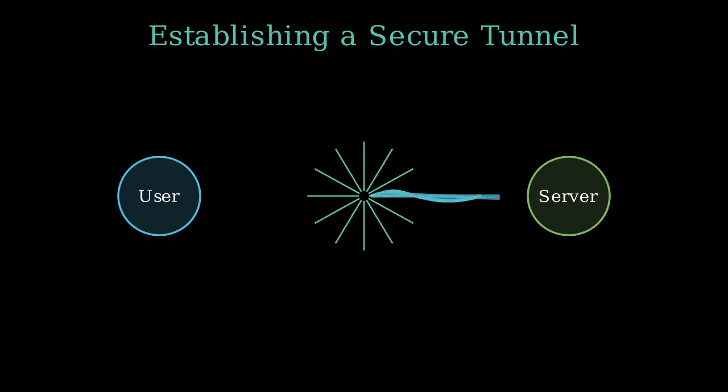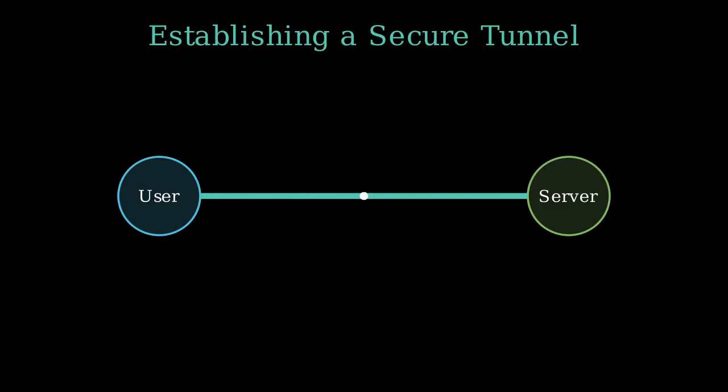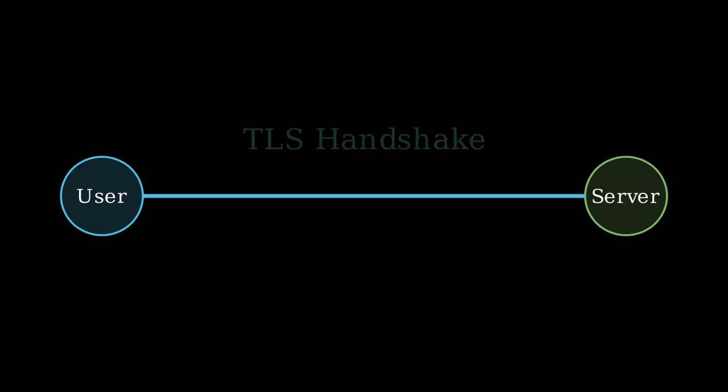Notice what happens next. Once the server receives this shared key, the heavy padlock is thrown away, and you both talk through a fast, secure tunnel. This is the famous TLS handshake.